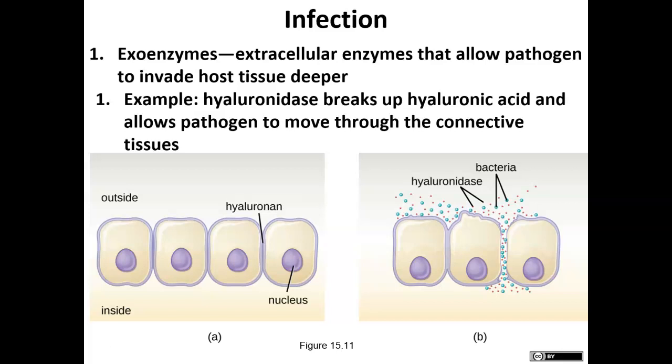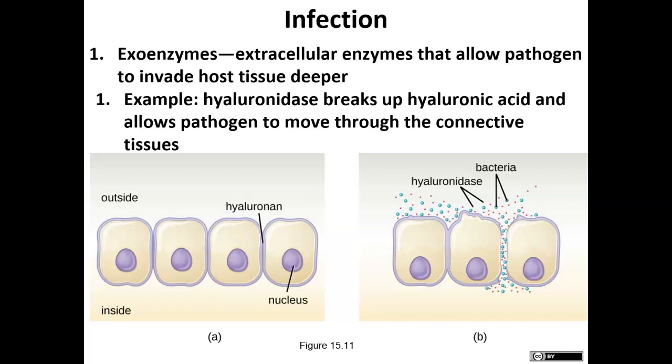An example would be hyaluronidase. This breaks up hyaluronic acid, which is found in connective tissues. It is also found helping to bind tissues together. And this allows the pathogen to get into those connective tissues deeper.